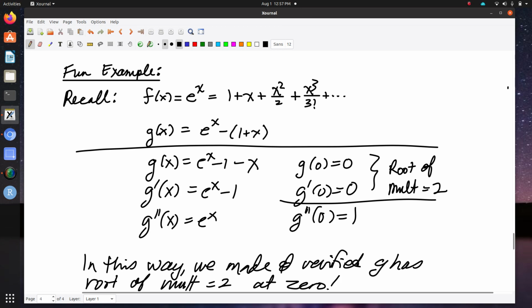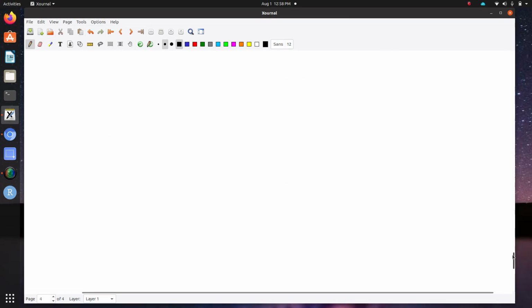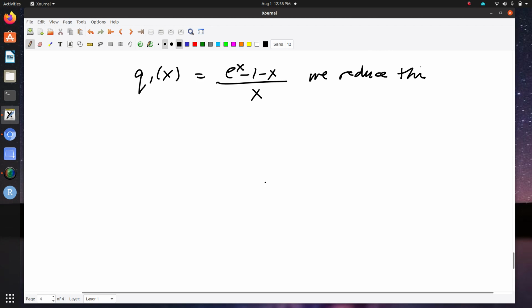Now we can patch over the 0 by dividing back out. It seems like circular reasoning, like we just created a 0, but the point is maybe we had a function out in the wild that had similar properties to this fabricated function. So e to the x minus 1 minus x. If we do this, we just reduced this to multiplicity 1.